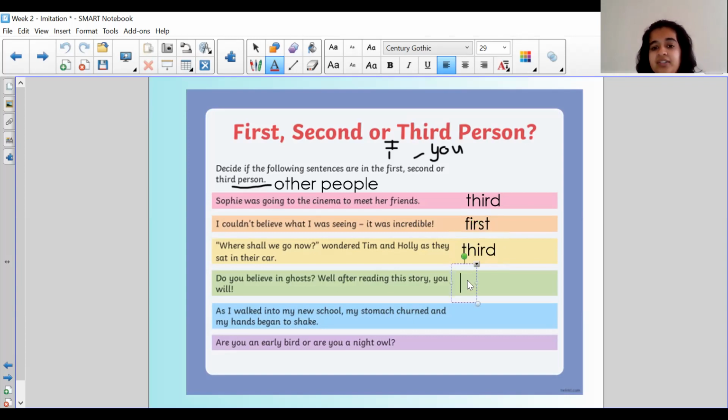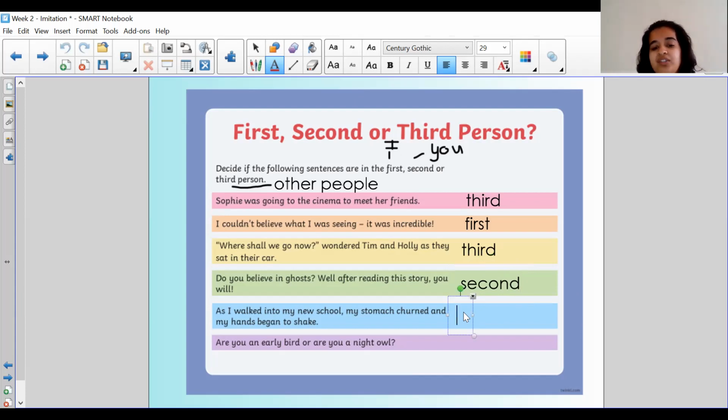Okay. Next, do you believe in ghosts? Well, after reading the story, you will. So it's talking to the reader. It's addressing the reader. It's saying you. What person is it? What point of view is it? Well, it's the second point of view. It's the second person.